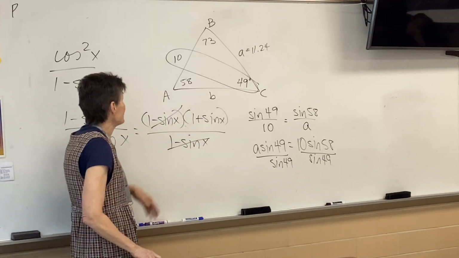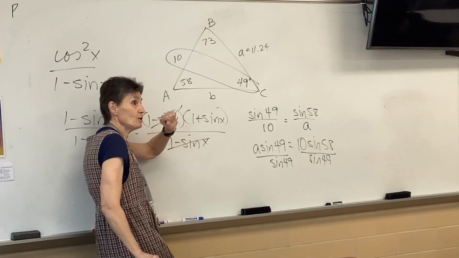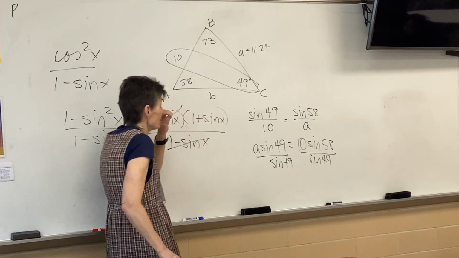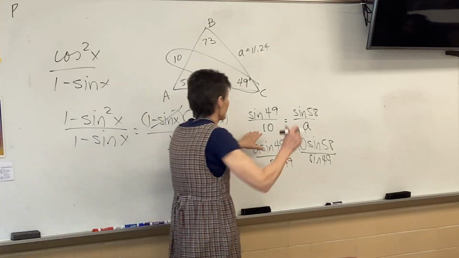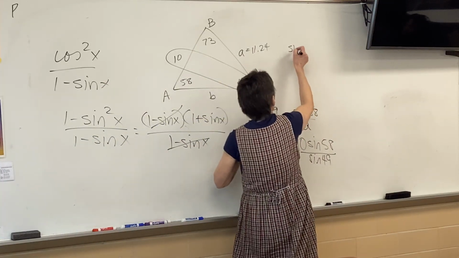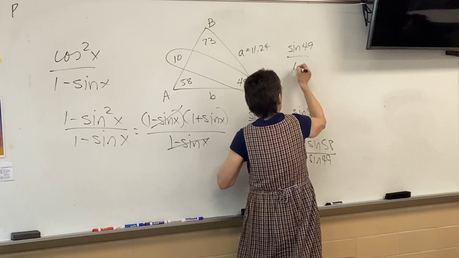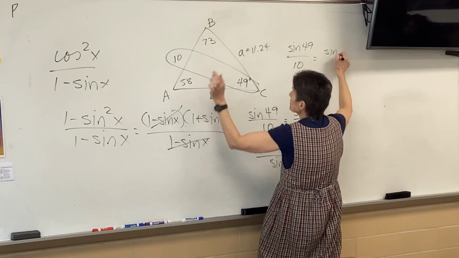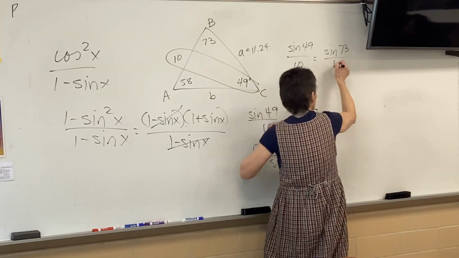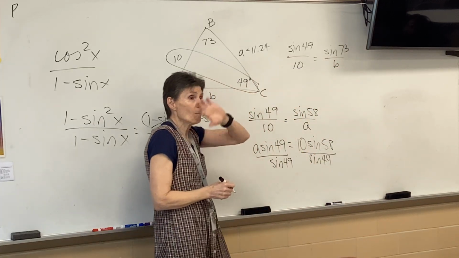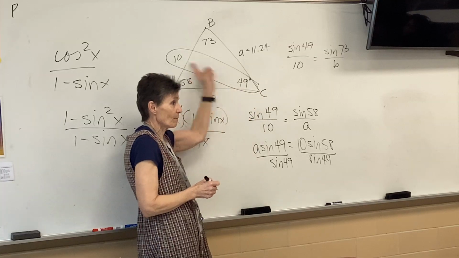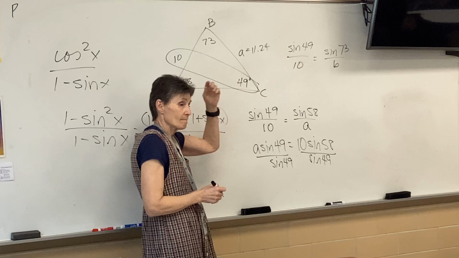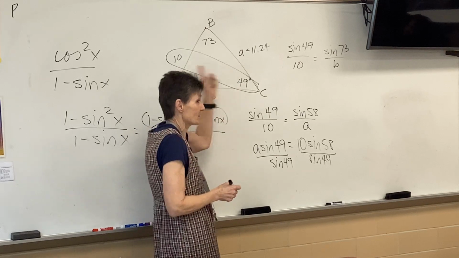Now I need side B. So guess what I'm gonna do? Same thing. Now I'm gonna do the same thing over again. I'm gonna go back to my match. So I'm gonna do sine 49 over 10 equals sine 73 over B. Always go back to this. This is the key right here. If you have this, go back to it.